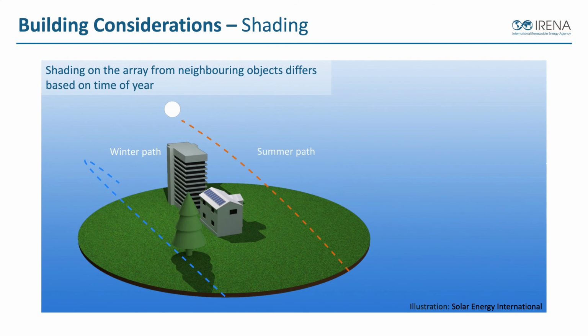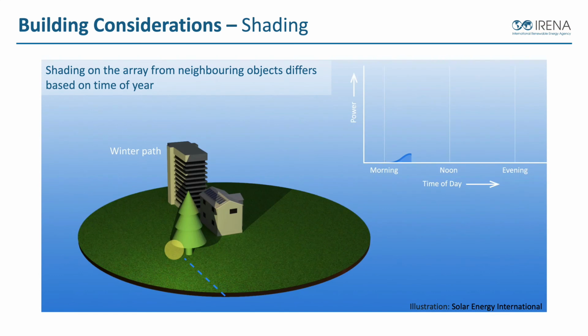Now, if we look at this situation again, and we see we have a winter path of the sun and a summer path of the sun, and we've added a couple of obstacles in here. We want to understand that shading on the array from neighboring objects differs based on time of year, depending on the height of the object, the distance from the solar array, and where we are latitude-wise can all impact how much a shadow either hits or doesn't hit, and how much of an energy impact we have from various shadows.